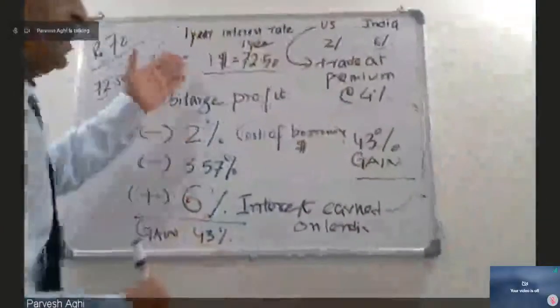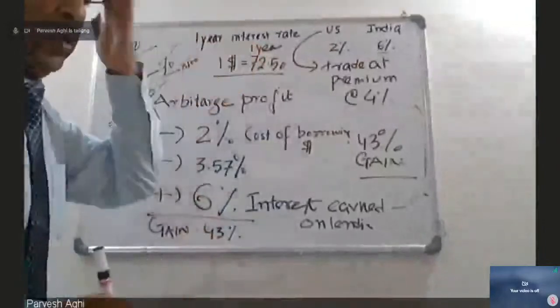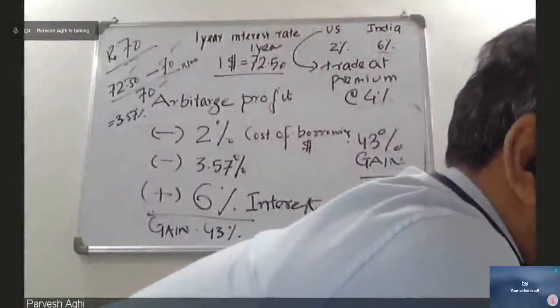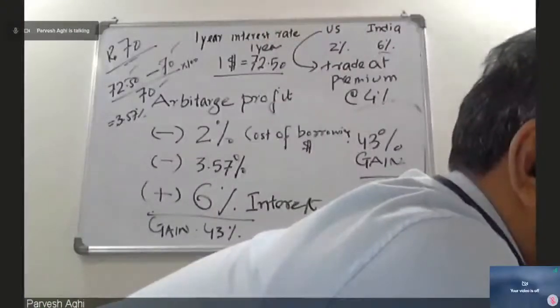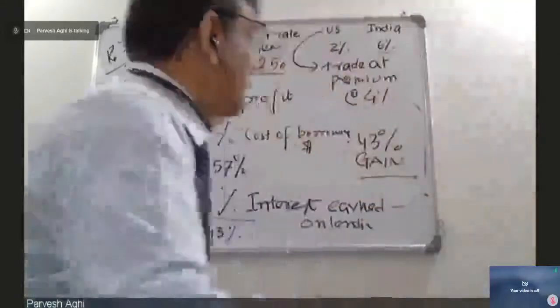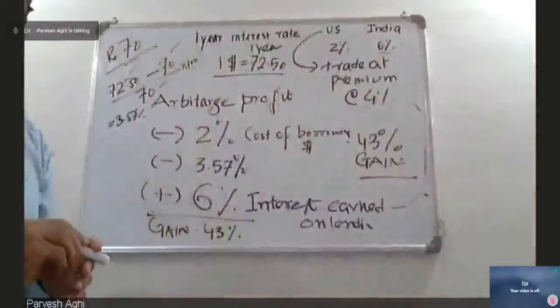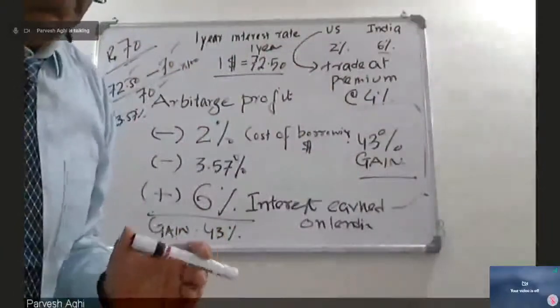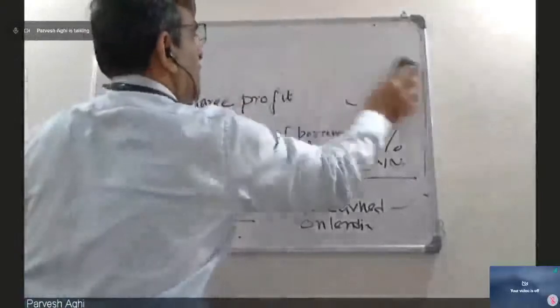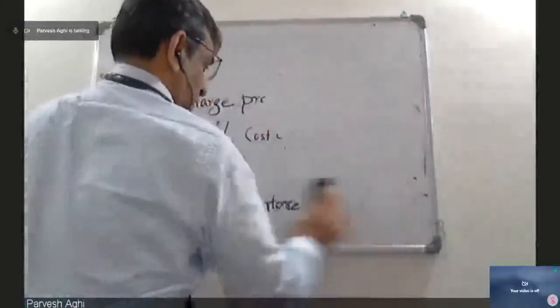We are not saying 6 months forward, it's a 1 year forward rate, okay? There was a query about that. So it's a 1 year forward rate. Fine. So let's now talk about the reverse arbitrage.